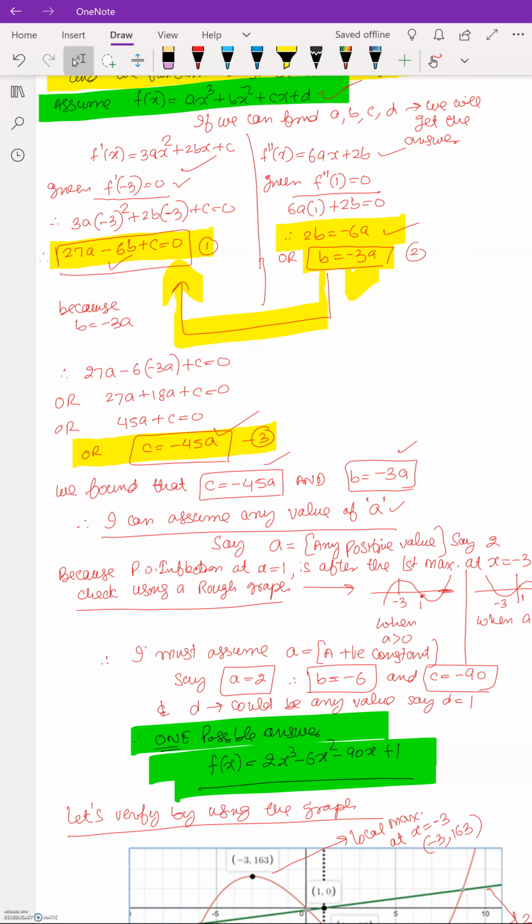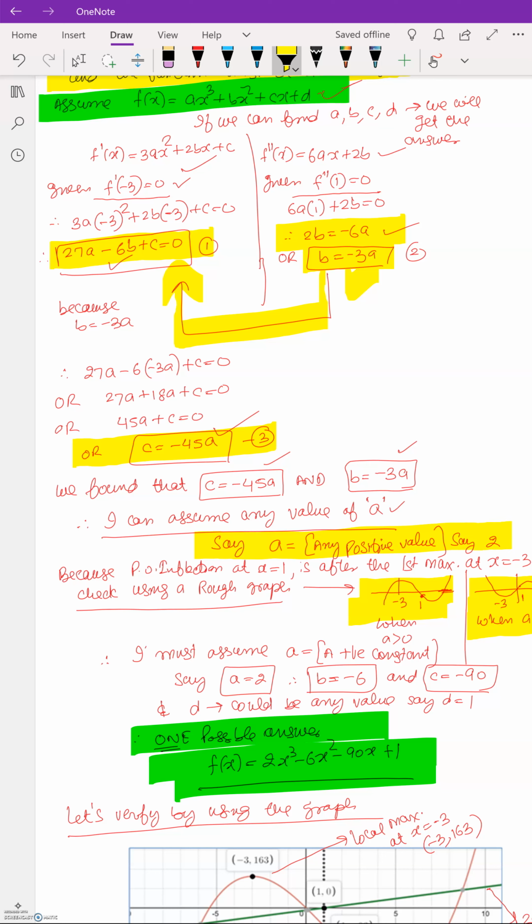Because it's a cubic function, if a is positive, then the graph of the function will look like this. If a is negative, then the function will look like this. If I use a negative value, my graph will look like this one. That means at x equal to -3, there will be a local min value, not a max value. So that's why I have to make the assumption that a has to be a positive value, any positive value.